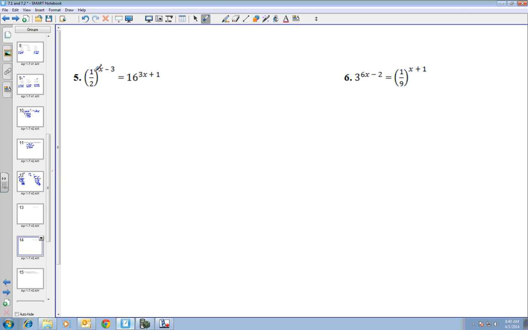Do you see that 1/2 is 2 to the negative 1? What is 2 to the negative 1? 1 over 2, 1/2. Can I write 16 as 2 to some power? 2 times 2 is 4, 4 times 2 is 8, 8 times 2 is 16. So 2 to the 4th is 16. So I'm going to rewrite each one of these. 2 to the negative 1, and this negative 1, I still had that x minus 3 there, equals 2 to the 4th, but then I still had my 3x plus 1 there.